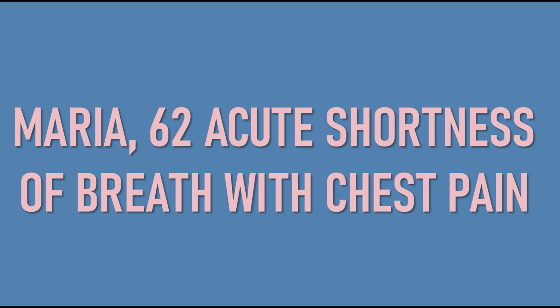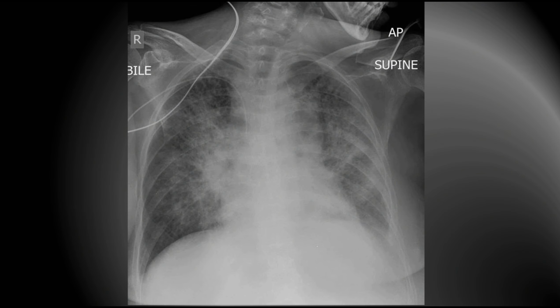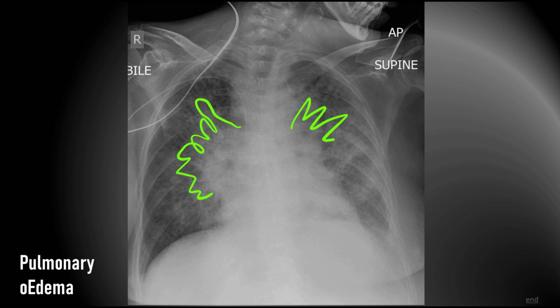Maria is 62 and she presents with acute shortness of breath and chest pain. This is her chest x-ray. What do you think? This is acute pulmonary edema. Now you can't comment really on the size of the heart because this is a PA film, but the heart looks pretty big. Note that there are bilateral opacities that spread out from the hila like wings, and then they terminate in the extremities of the lungs. This is due to venous hypertension and fluid accumulation.